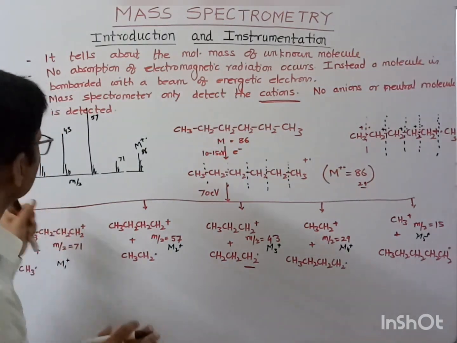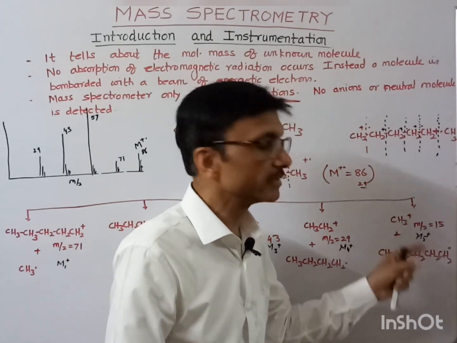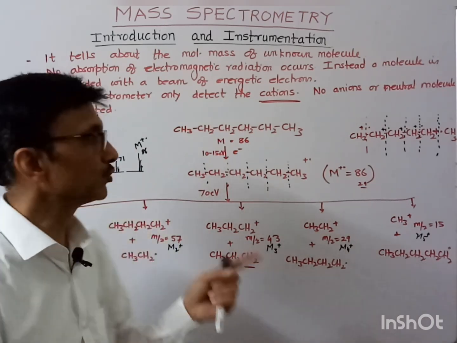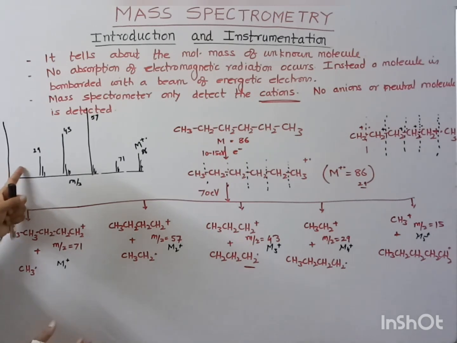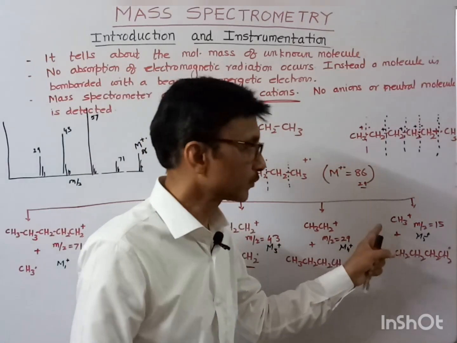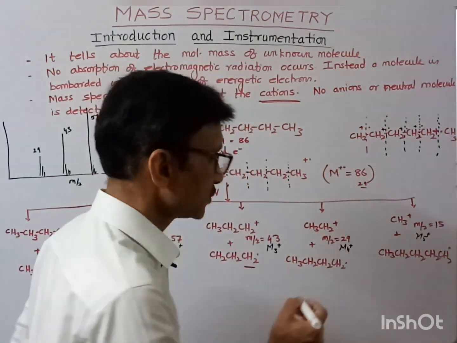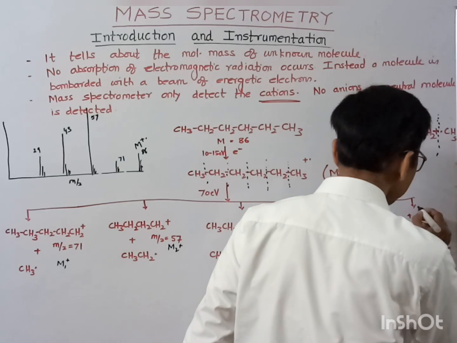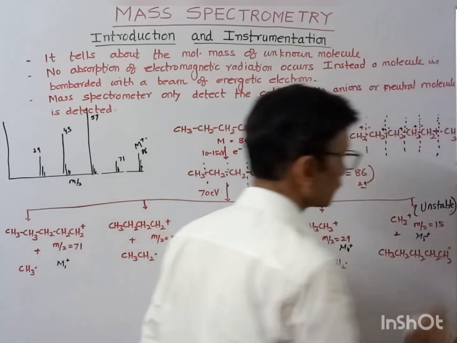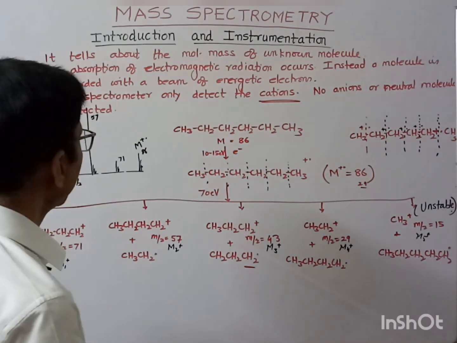Now I have not mentioned the peak of the methyl cation. If you see the books, the methyl cation doesn't show a peak, which may appear here at m/z value 15. So this peak doesn't appear. Why? Because we know that the methyl cation is a very unstable one. That's why the peak due to this will not appear. Clear? So the peak due to this will not appear.